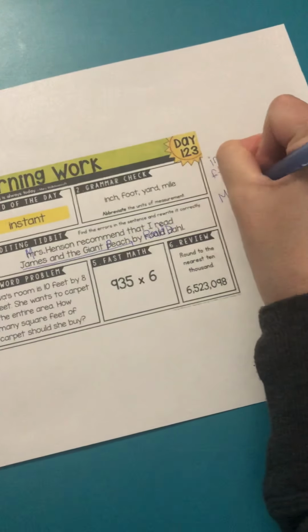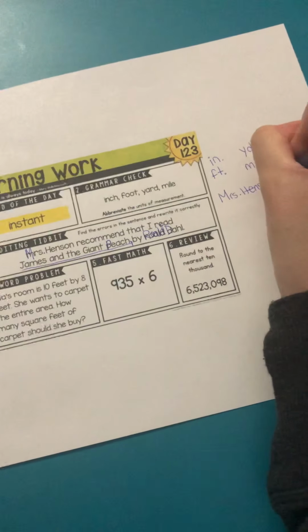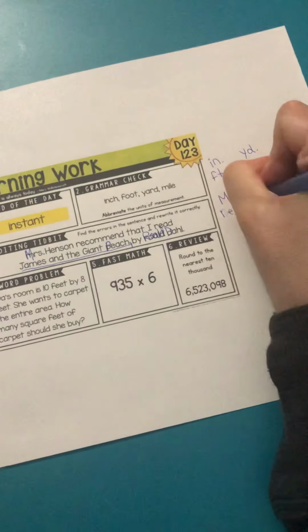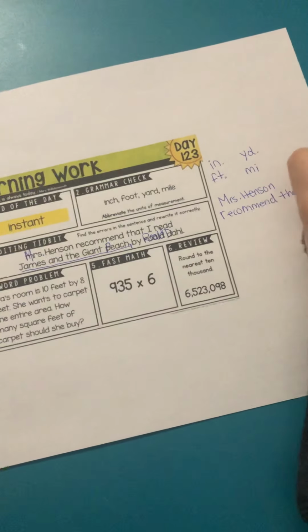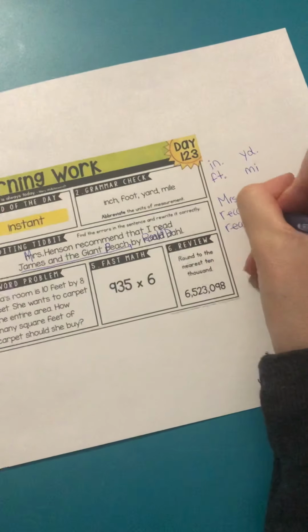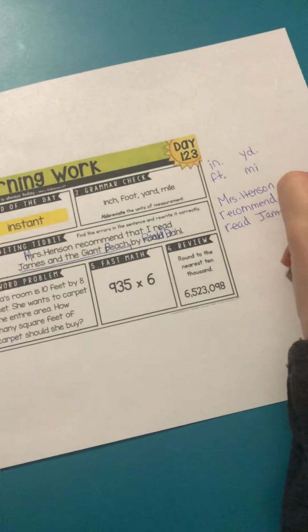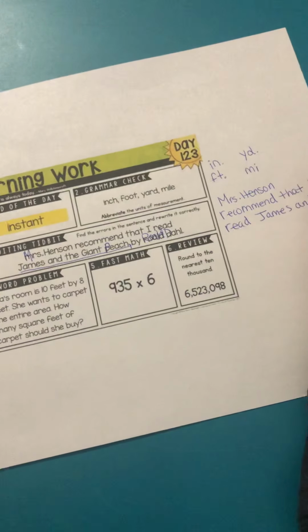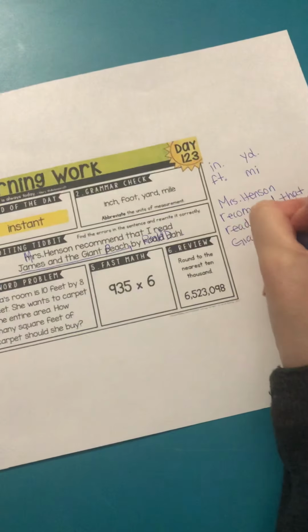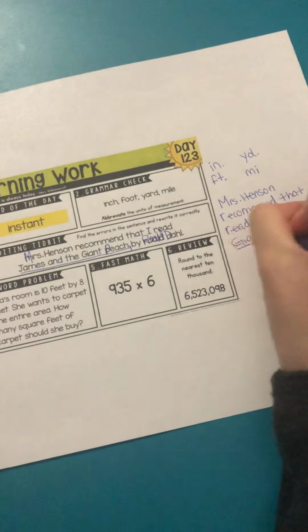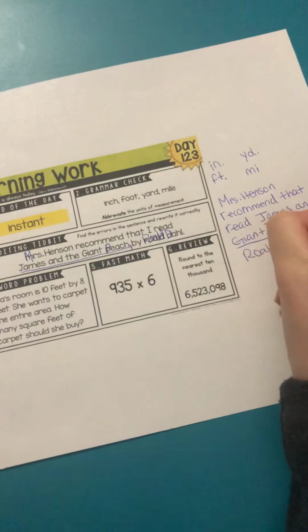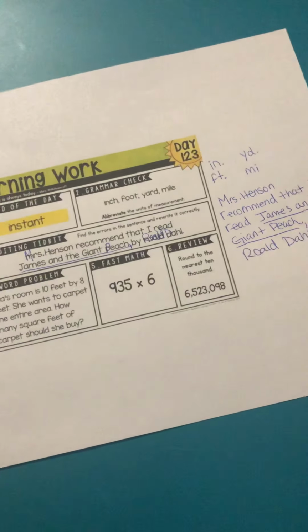So if I were to rewrite that, it would be Mrs. Henson recommended, or just recommend, I guess, that I read James and the Giant Peach, which is an excellent book, by the way. I want to underline that, comma, by Roald Dahl, R-O-A-L-D D-A-H-L, period.